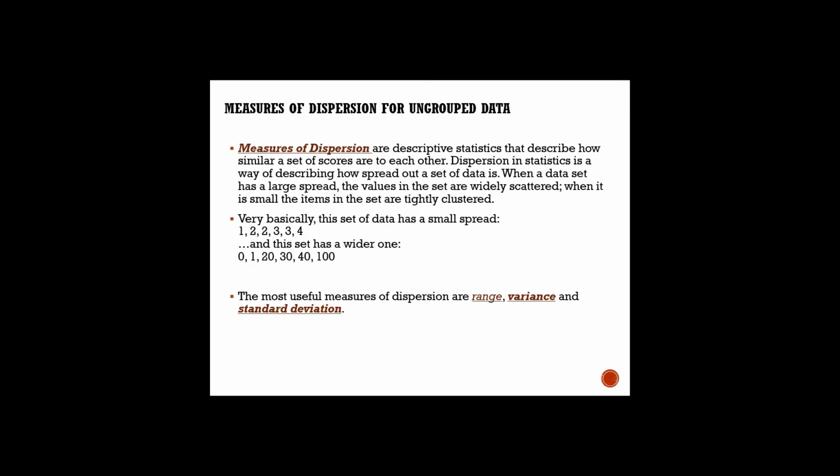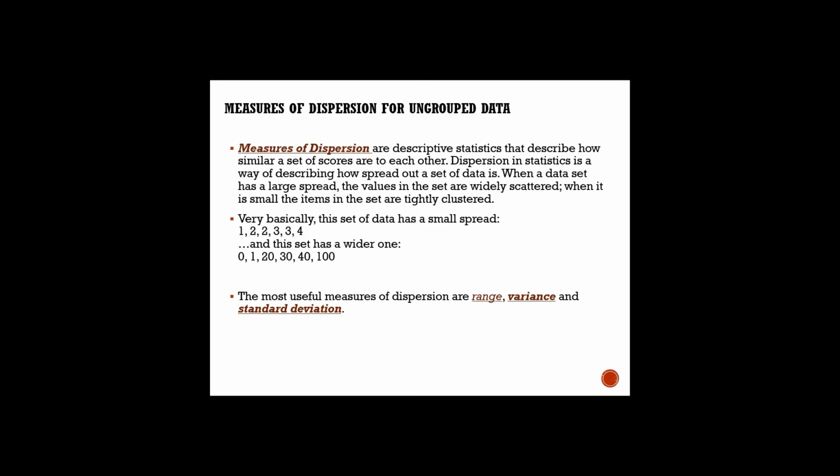So when a data set has a very large spread, then the values in the set can be widely scattered from each other. When it has a small spread, that means the values are more tightly clustered together. For example, if you had the first data set I show you here, 1, 2, 2, 3, 3, 4, well, the range is only from 1 to 4. It's a really tightly made data set. But if we go from 0 to 100, those may be a little more spread out, and you can see the individual data items are more spread out.